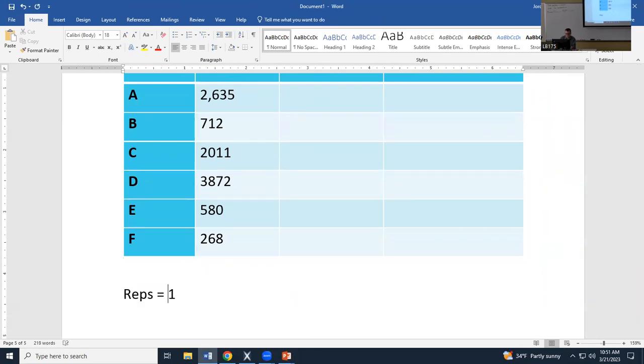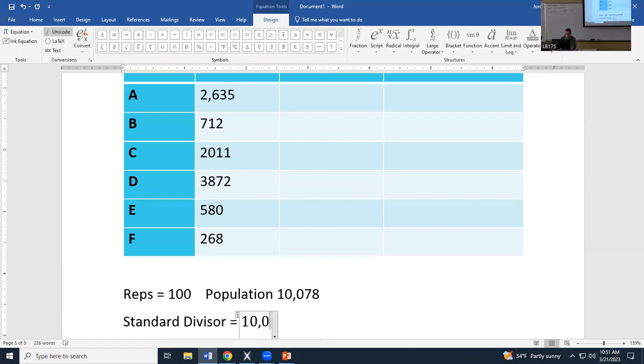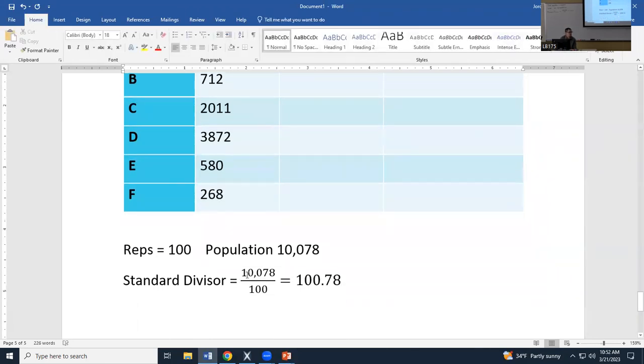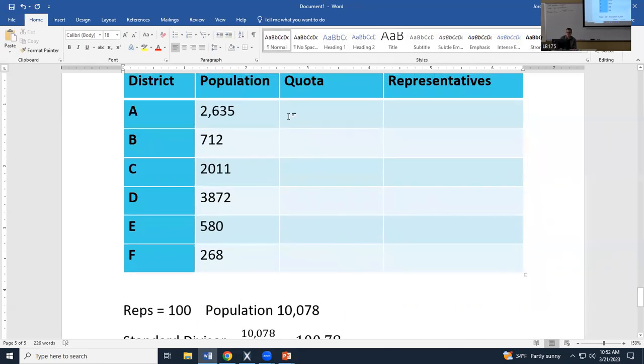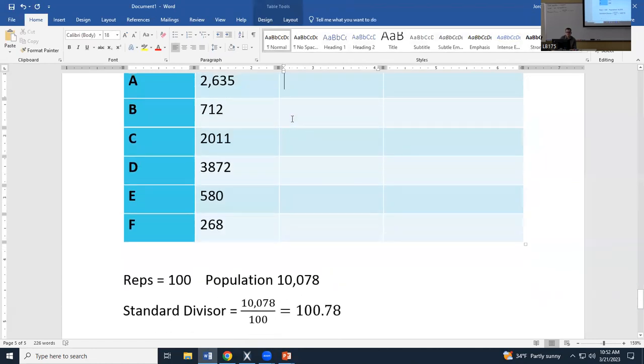So once again, we want 100 representatives, but now my population changed to 10,078. And so my standard divisor is going to be what we get when we take 10,078 and divide it by 100. I get 100.78. Right, with that. So to get each quota, I'm going to take each number and divide by 100.78.